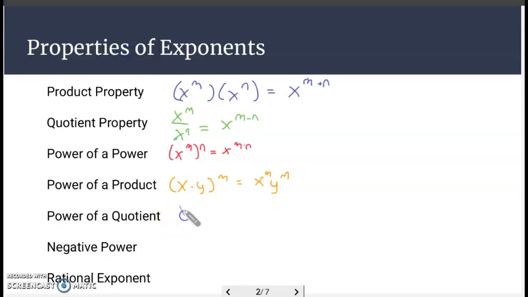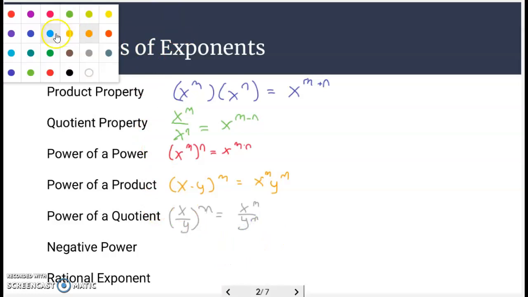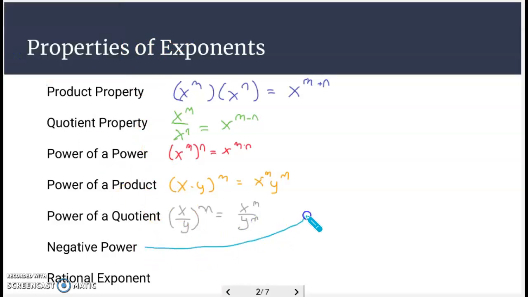Power of a quotient works in a similar manner. Let's say I had x divided by y raised to the m power. X would be raised to the m, y would be raised to the m. Now negative exponents, let's do that one up here. X raised to the negative m. Now what happens is, think of x as a base. If you flip the fraction of the base to the reciprocal, basically in this case x goes in the denominator, we then have a positive m power.